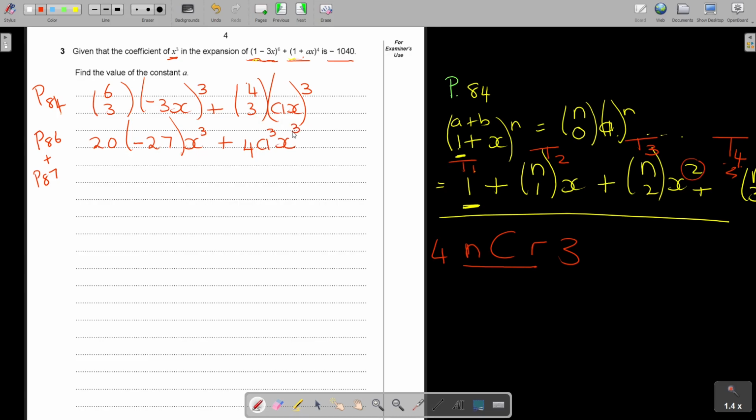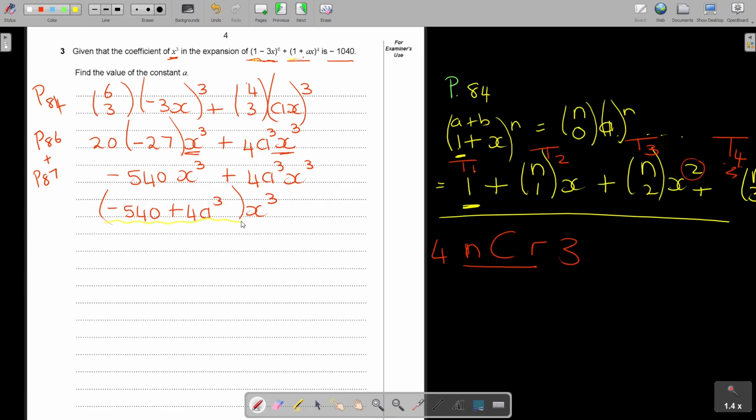So I will now show you. I'm first going to add these two terms because I'm looking for the like terms, x to the power of 3. So let's just go for the 20, multiply the 27, and that's going to be negative 540 x to the power of 3 plus 4a^3, so x to the power of 3. So you can basically now take out the x to the power of 3 as a common factor. So it's negative 540 plus 4a^3, and it's x to the power of 3.